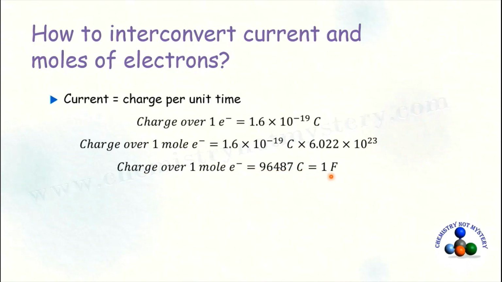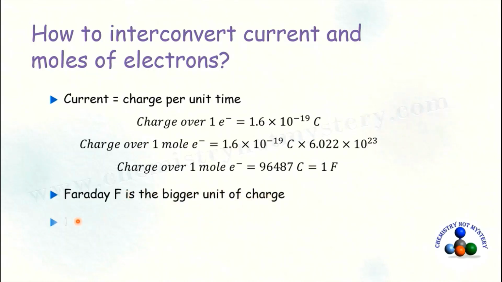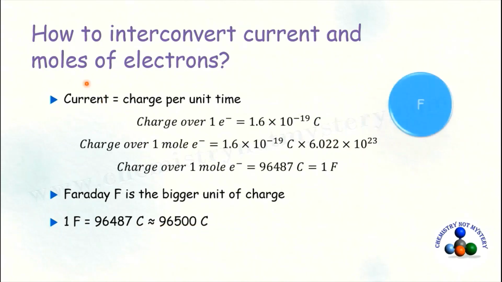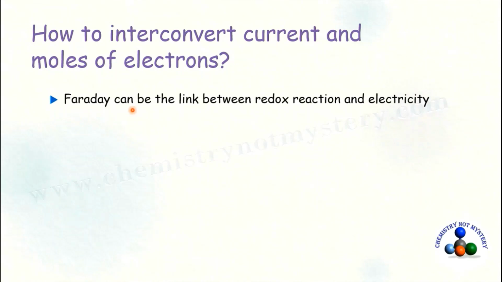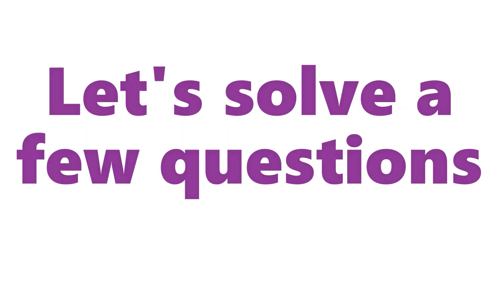It is also equal to 1 Faraday. So Faraday is a bigger unit of charge and 1 Faraday is equal to 96487 coulomb, or almost you can take it as 96500 coulomb for solving numerical problems. To convert moles of electron into current, first you have to calculate Faraday from the charge of electron. Then you will be able to calculate current from the Faraday. So here you have seen Faraday can be the connecting link between redox reaction and electricity.